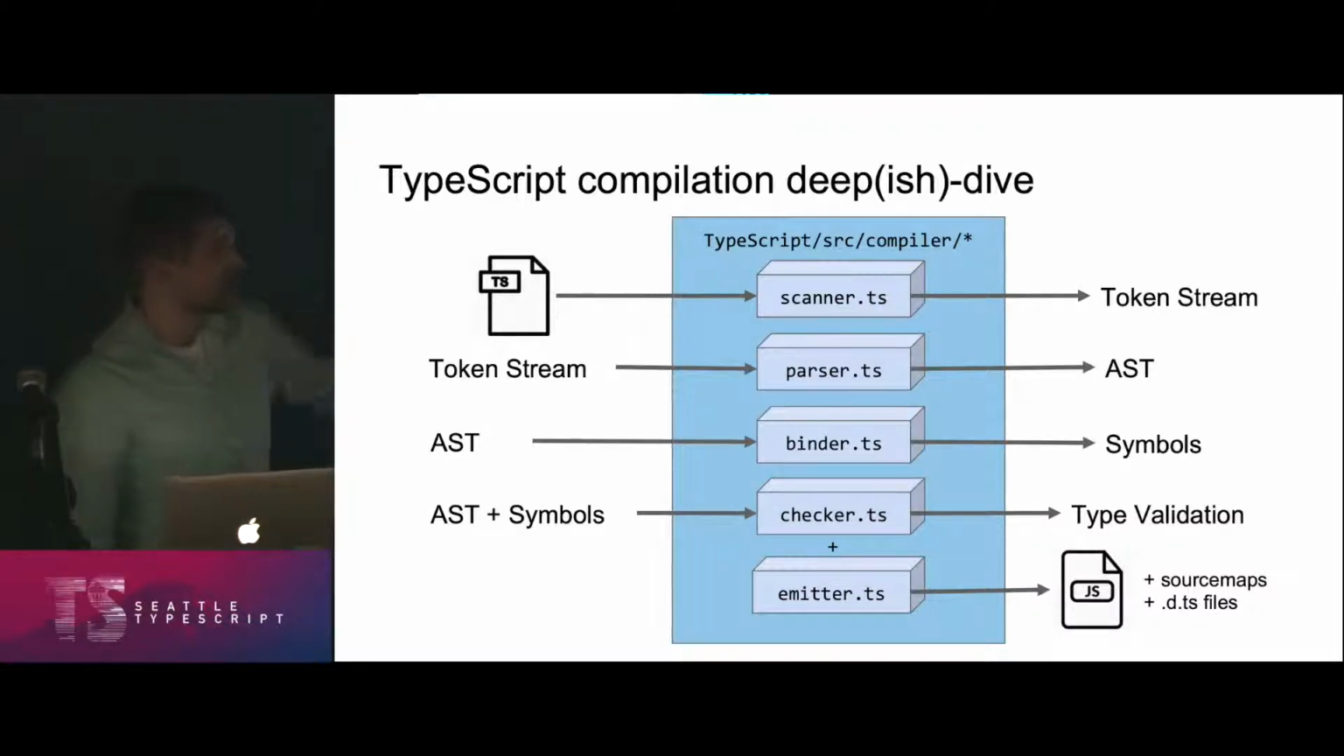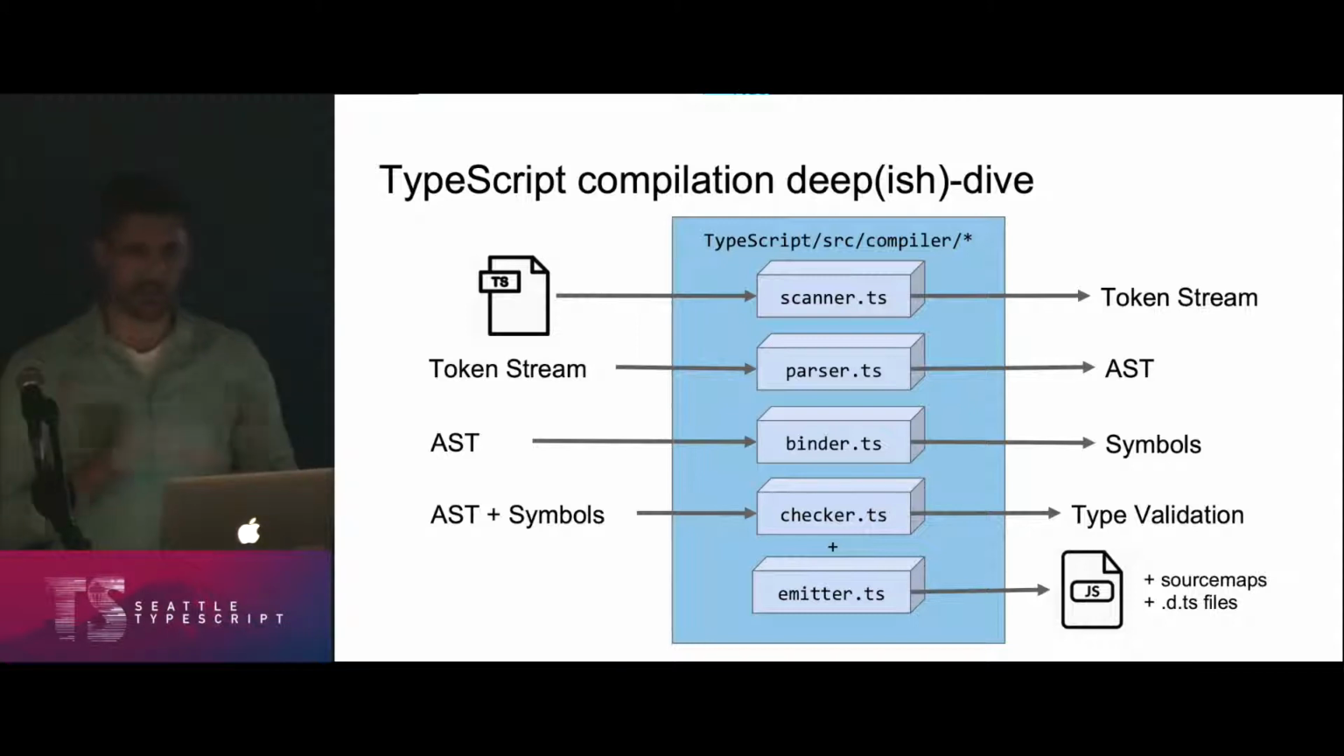You obviously have your TypeScript files at the top left, so those are read through the scanner, and a token stream is generated. The token stream is then read by the parser, and an AST, or abstract syntax tree, is built. That then gets fed through the binder, and symbols are created, and the symbols with the abstract syntax tree are fed in through the checker.